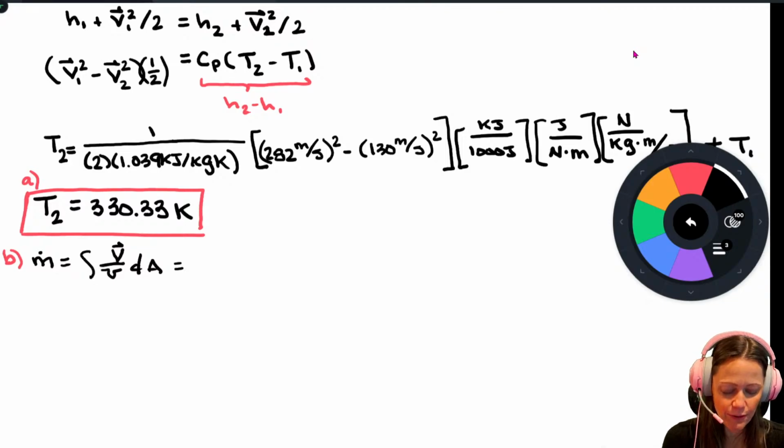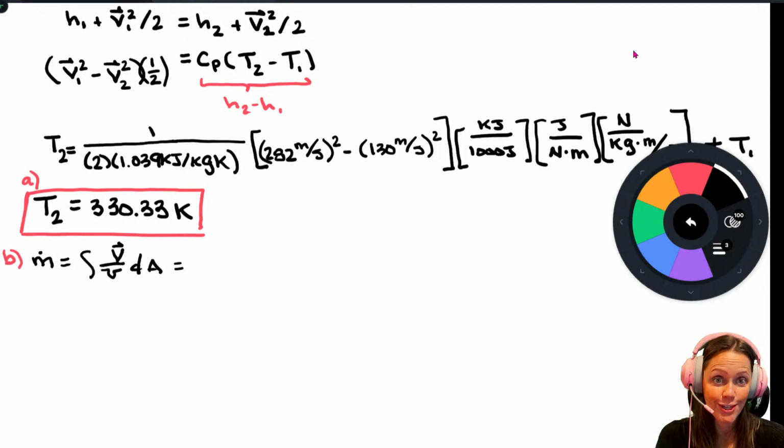So the actual definition is the integral of velocity over the specific volume integrated with respect to area. Assuming 1D flow means you are assuming that the velocity doesn't change over the cross-sectional area, and neither does the specific volume. This is an assumption you can always make in this class, most of the time, unless you're really concerned about how velocity and specific volume change across that cross-sectional area.